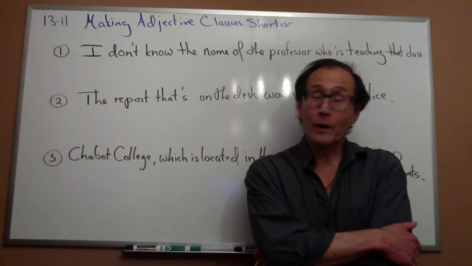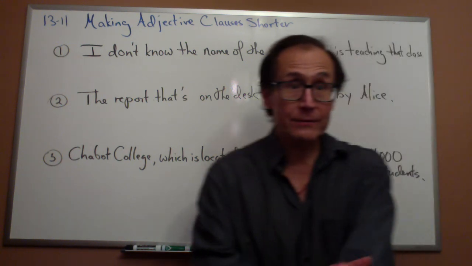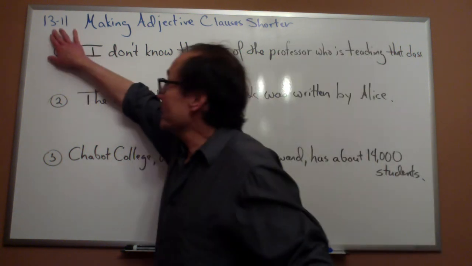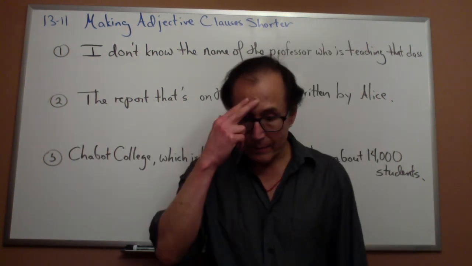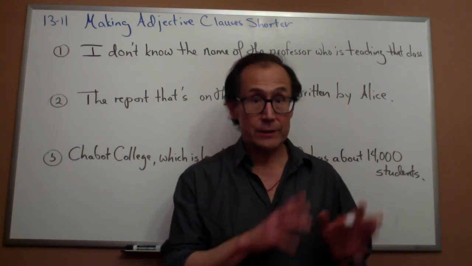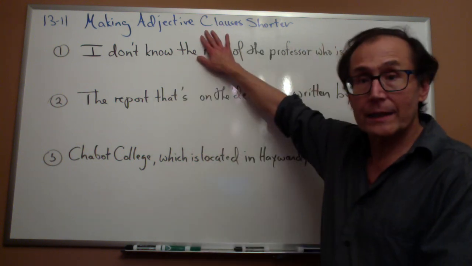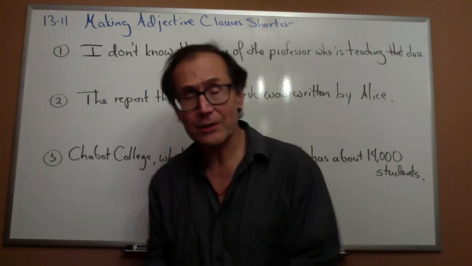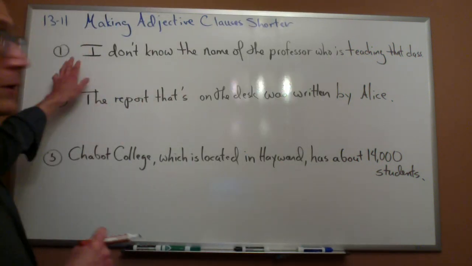Okay, welcome back. In this video, we're going to be finishing up adjective clauses, and we'll be talking about chart 13-11. In chart 13-11, the title in the book is Reducing Adjective Clauses to Adjective Phrases. Now, a clearer and simpler way to say that might be making adjective clauses shorter, because that's essentially what we're doing here. So, let's take a look at how we do this.